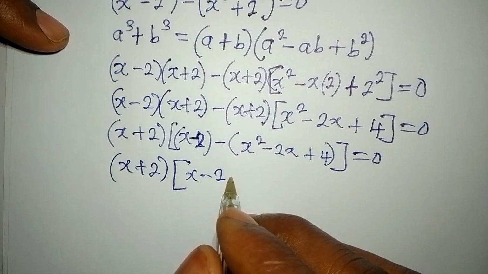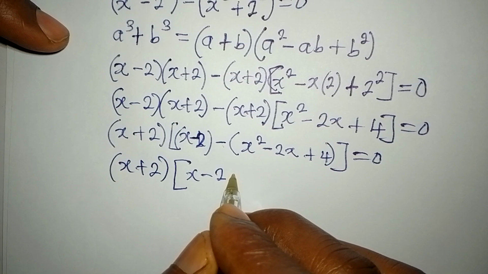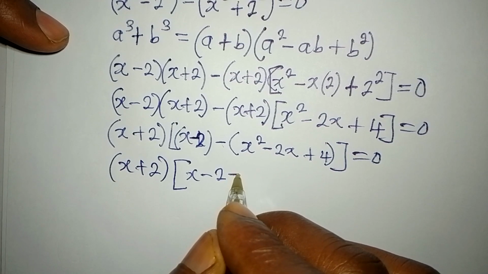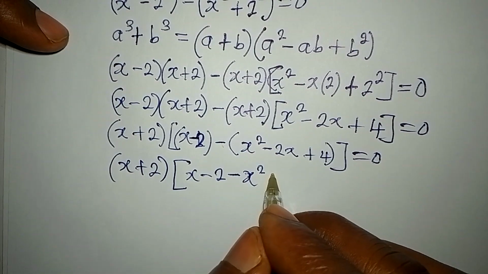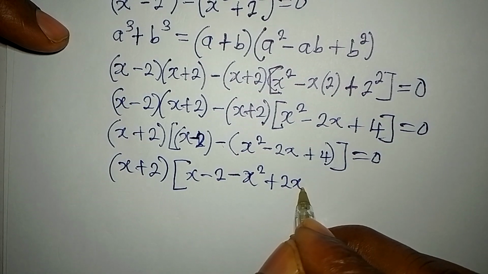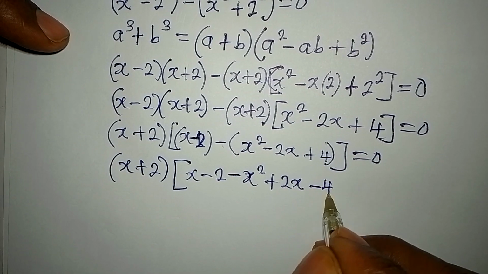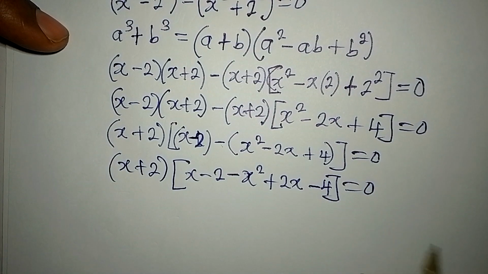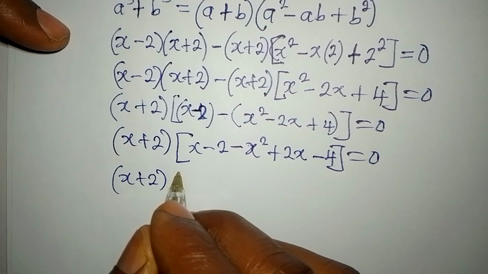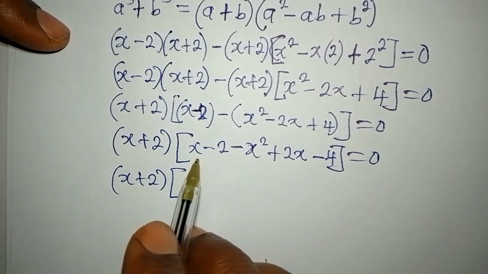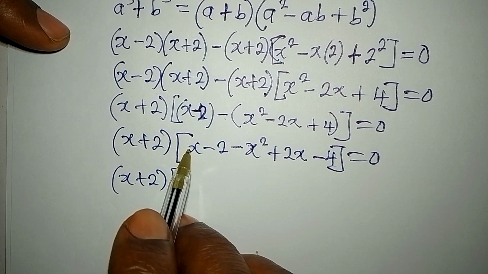So we have, okay, we're going to have negative x squared. Then this will turn this to plus 2x. This will become minus 4. And this is equal to 0. Now, x plus 2 is a common factor. From here, x plus 2.